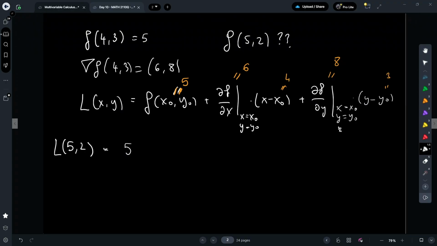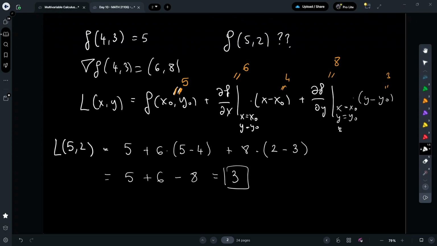So the whole thing is 5 plus 6 times x, which here is 5, minus x naught, 4, plus 8 times y, here 2, minus y naught, 3. So this is 5 plus 6 minus 8. That is 5 and 6, 11, minus 8, 3. So all the information is hidden in the gradient vector, which gives you those values that are embedded in the coefficients of the linear approximation.